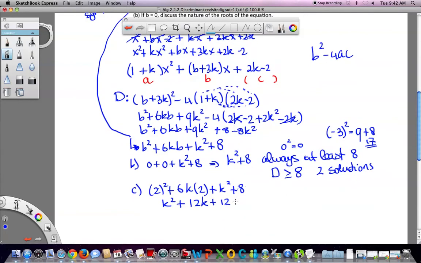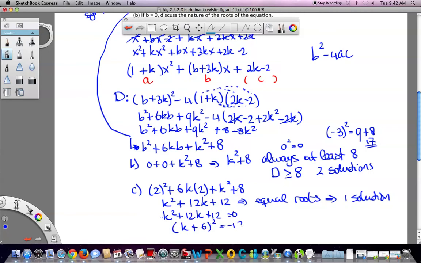So the roots are equal. That really means we have the same solution twice. So this means we have one solution. Equal roots is another way of saying one solution. And that only happens if the discriminant is 0. So we need to solve this for 0. Well, I'm going to complete the square on here because it is a nice even number, and 6 squared is 36.